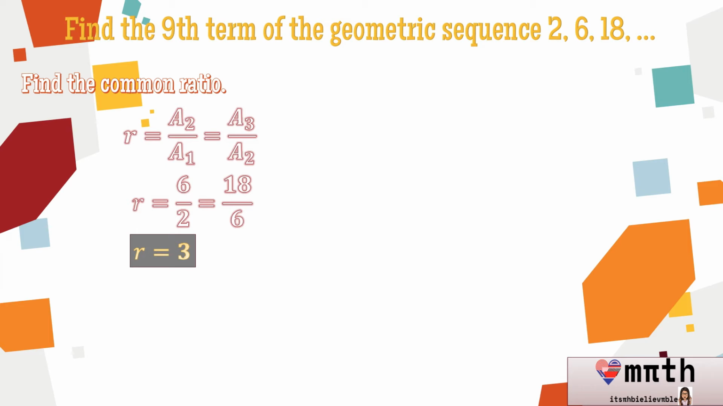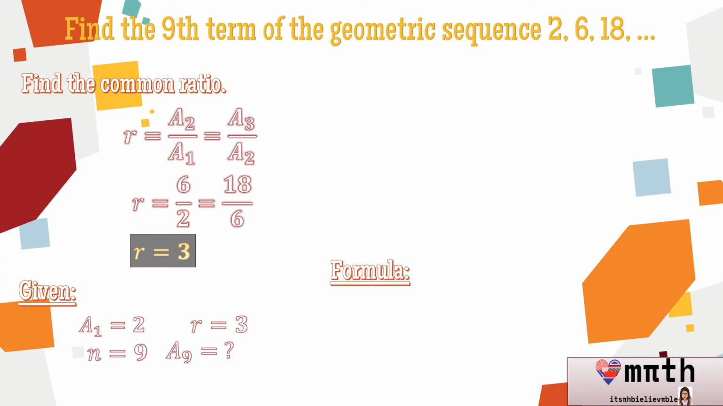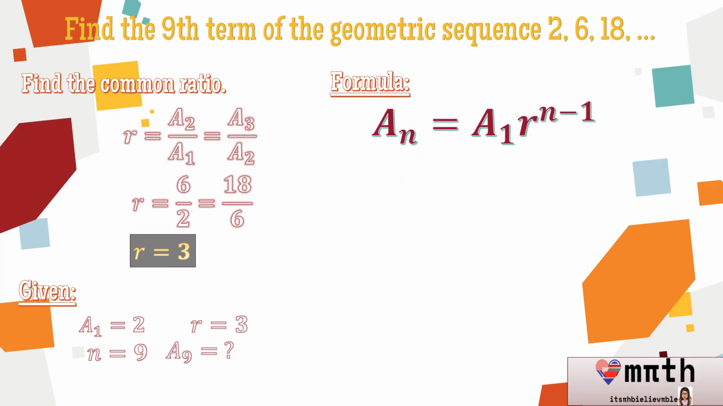And the givens are a sub 1, which is 2, the first term, n is 9 since we're looking for the 9th term, our r is 3, and we're looking for a sub 9 or 9th term. So using the formula, a sub n is equal to a sub 1 r raised to n minus 1, we're going to substitute the given values. That would be a sub 9 is equal to 2 times 3 raised to 9 minus 1.